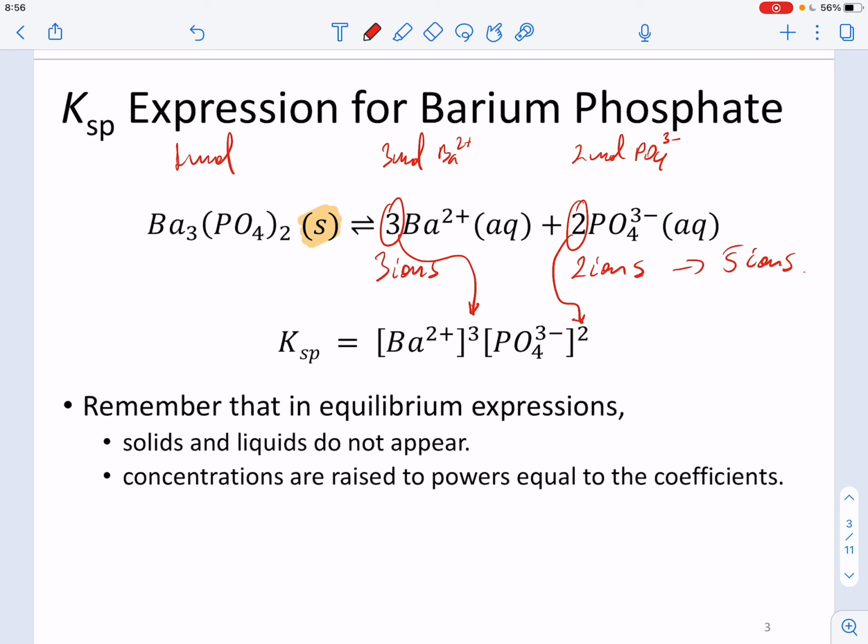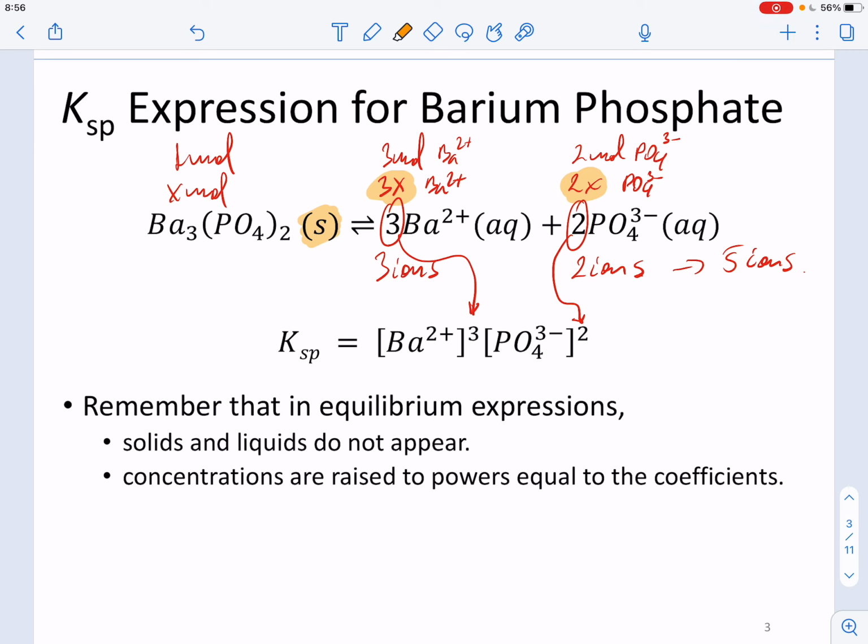Now, following our tradition with ICE tables and the acid-base equilibria, what this really means is that if the stoichiometry of the salt with its ions, in this case, is 1 to 3 and 1 to 2, then X moles of the salt will produce 3X barium 2 plus and 2X phosphate. Okay, so this relationship here, which comes from the stoichiometry of the solid, is going to be important at the time of writing ICE tables.